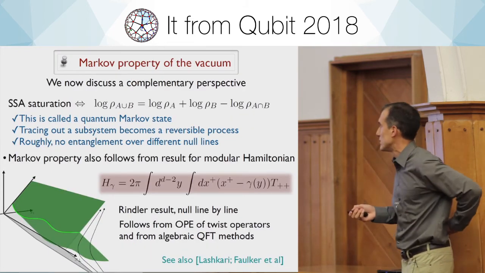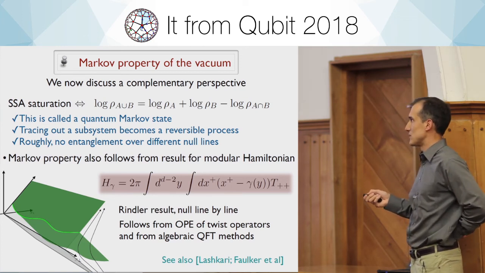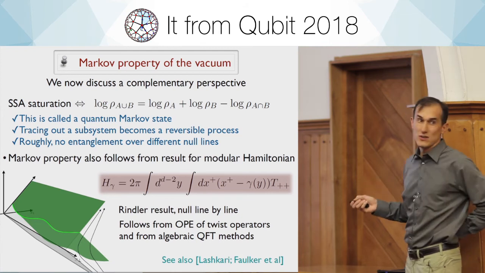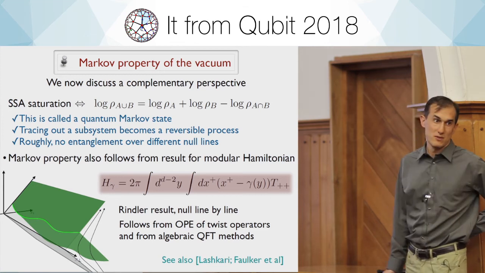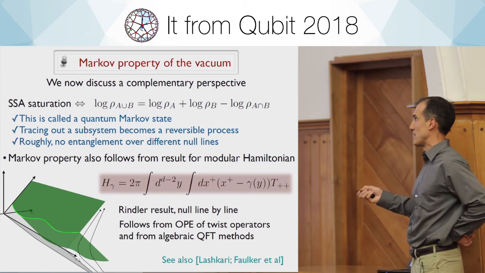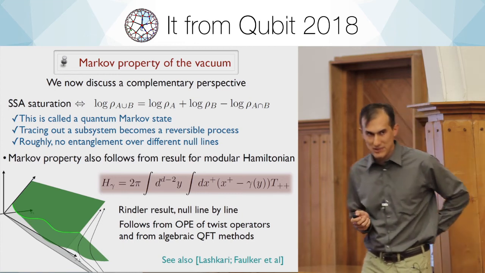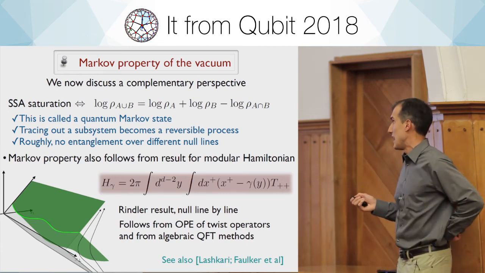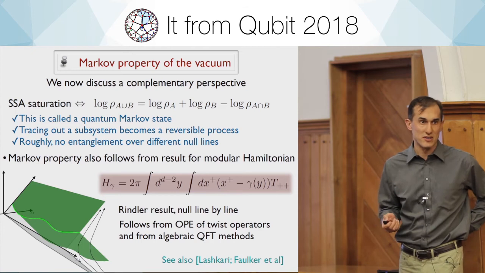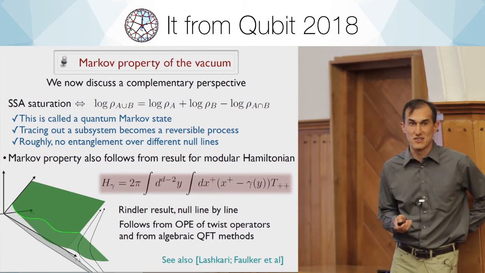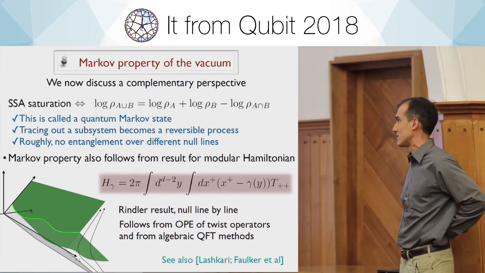Now, I'll briefly make contact with this Markov property and start a different perspective. One can, in fact, prove that saturation of strong subadditivity is equivalent to this operator equality that relates the density matrix in the union to the density matrix in the subsystems. So this one can be exactly reconstructed out of this combination. A state that satisfies this property is called a quantum Markov state because there is an analog property in classical Markov chains. Essentially what this is telling us is that tracing out over a subsystem becomes a reversible process, unlike what happens in a general QFT where it's an irreversible process. Roughly speaking, it's saying that there is no entanglement between different null lines when we think about CFTs.